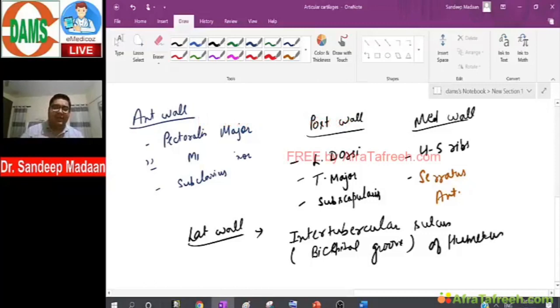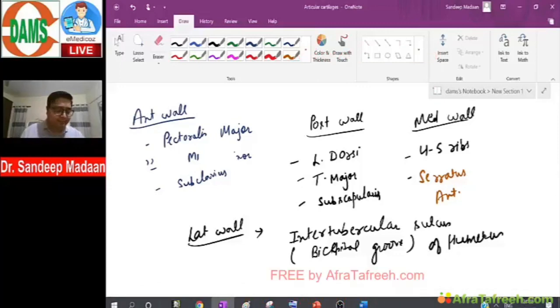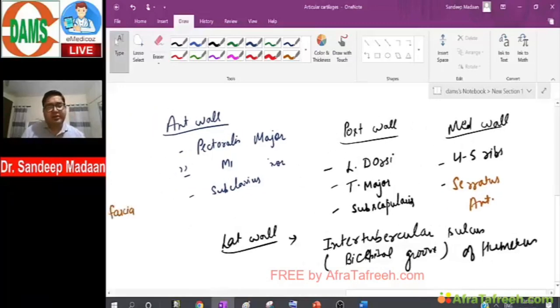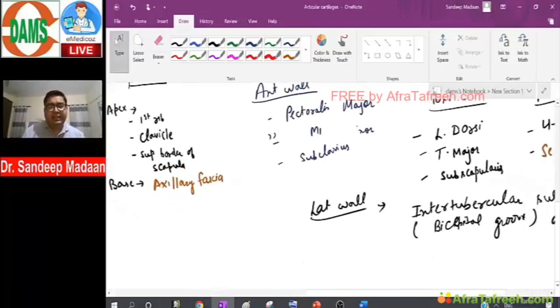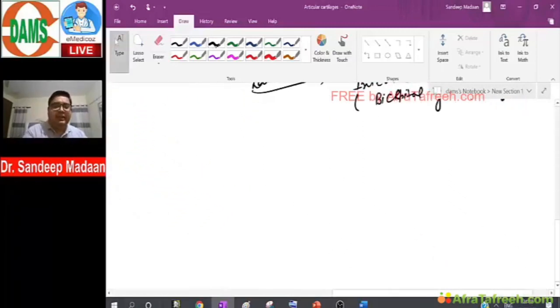So what we have learned is the schematic diagram of the axilla, the apex of the axilla, and all the walls of the axilla. Now, before I write the contents, please tell, have you understood the walls of the axilla, the anterior wall, the posterior wall, the medial and the lateral wall? Yes or no? You have to tell me if you have understood the axilla boundaries. If it is done, I can write the content of the axilla.